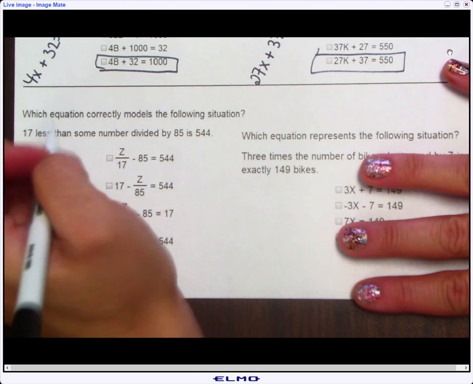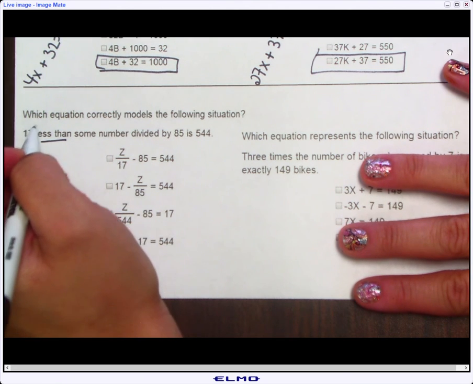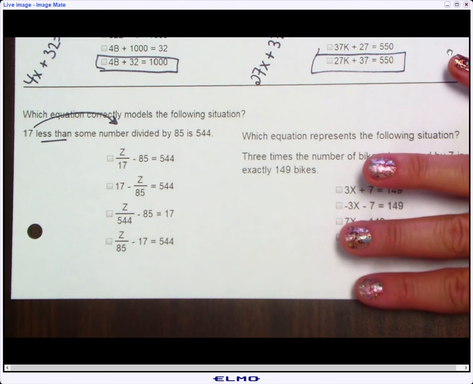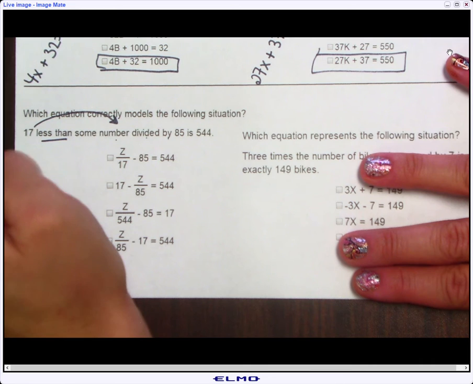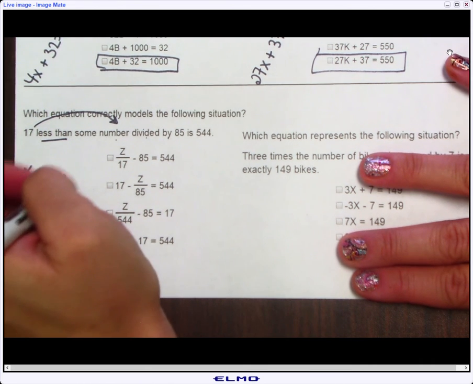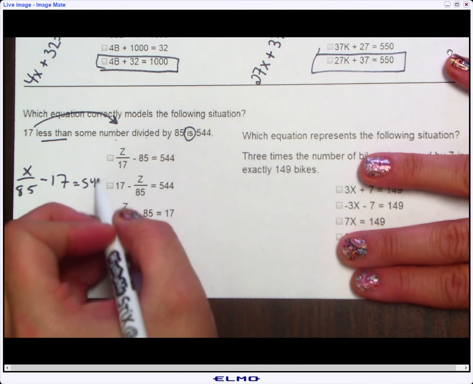The first thing I see is less than. I know it's a turnaround word, so the 17 isn't going to be the first thing. It's going to be subtracted after something else. And that's the number divided by 85. So here's some number divided by 85. And now we're going to subtract off our 17 is equal to 544.